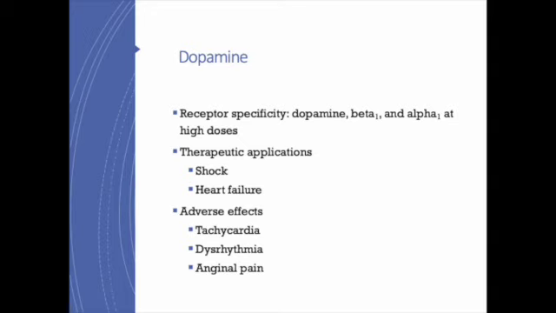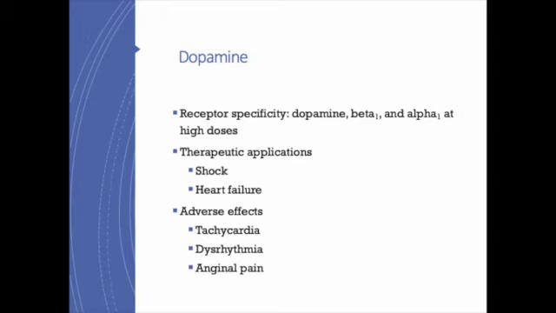At very high doses that activate alpha 1 receptors, vasoconstriction can actually decrease renal perfusion, and it's going to override the effects of the dopamine activation. You have to monitor urine output when you are treating someone with dopamine for this reason.